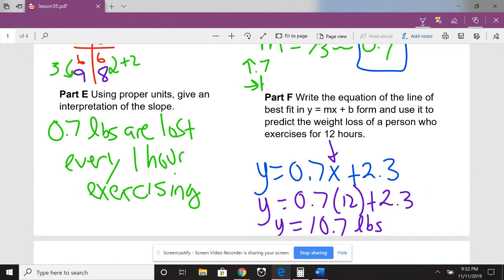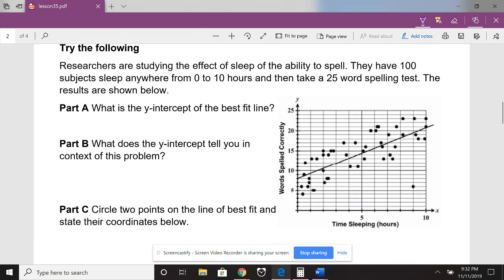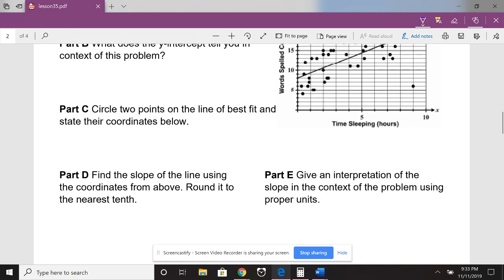Okay, so using the skills we learned from linear functions, we're creating our line of best fit and interpreting the slope and the intercept, and applying those to solving equations. The rest of these problems deal with the same kind of scenarios, just with different graphs.